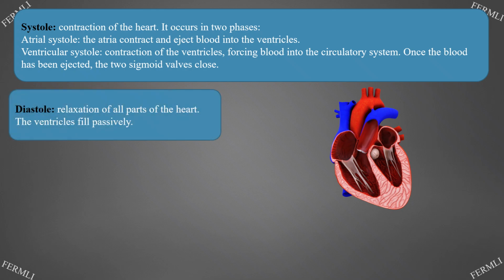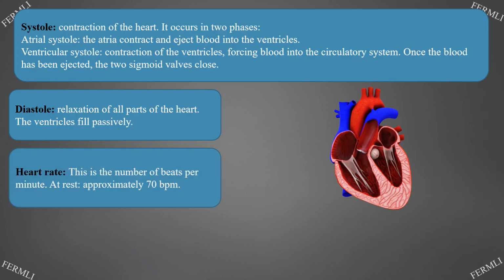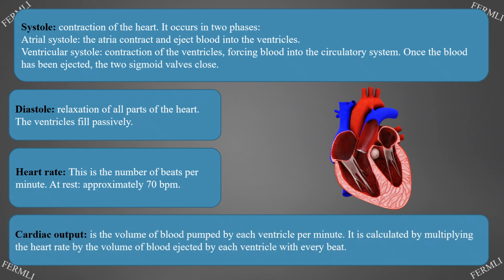Diastole, relaxation of all parts of the heart. The ventricles fill passively. Heart rate, this is the number of beats per minute. At rest, approximately 70 bpm. Cardiac output is the volume of blood pumped by each ventricle per minute. It is calculated by multiplying the heart rate by the volume of blood ejected by each ventricle with every beat.